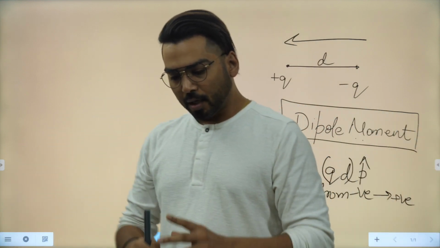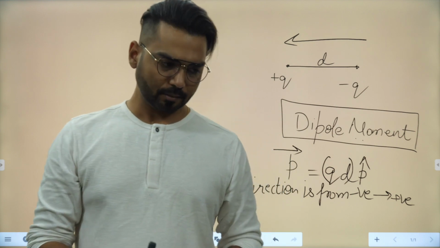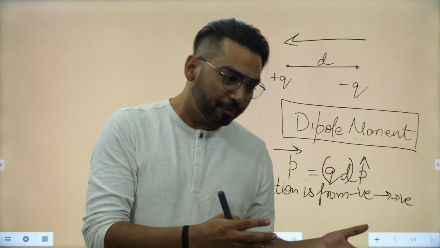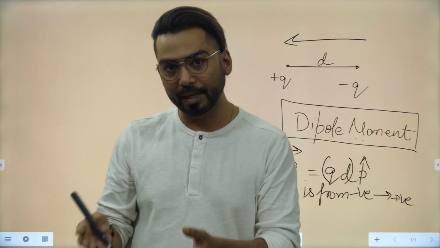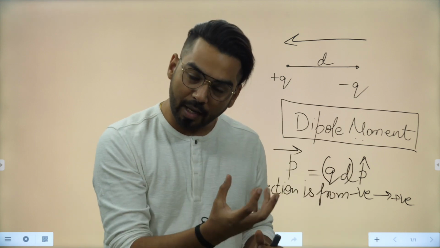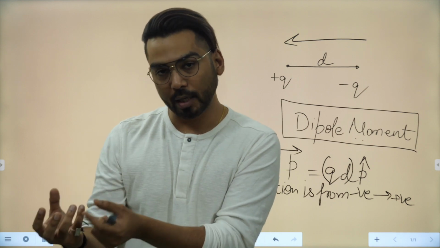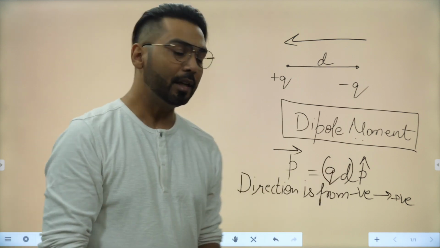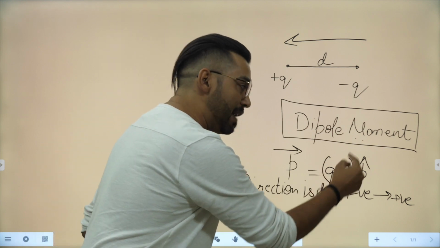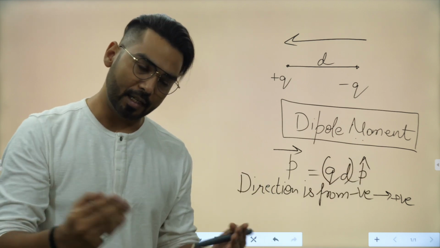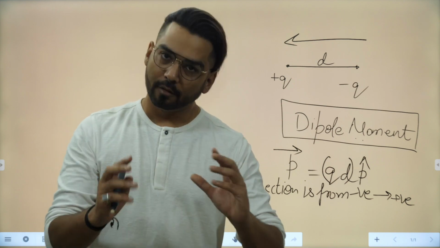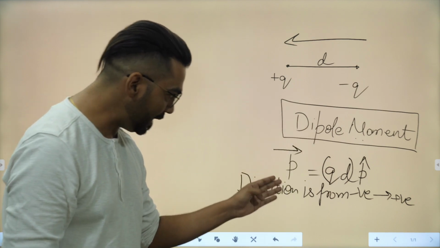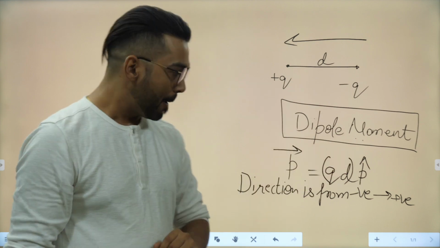It's kind of like saying, what is 2 kg? 2 kg is 2 times 1 kg. What is 2 meter, or 3 meter, or 5 meter? 5 meter is 5 times 1 meter. So we take the magnitude and multiply it by the unit, and that is how we get the physical quantity. Similarly, to get the vector quantity, we take the magnitude and multiply it with the unit vector. So guys, how do you define the dipole moment? P is equal to QD into P cap.